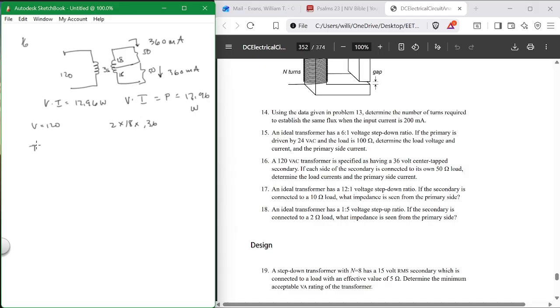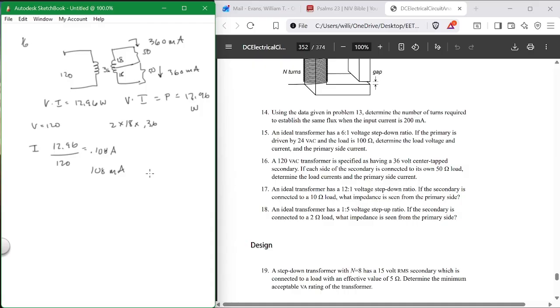So what is my I of my primary? 12.96 divided by 120. So what's that? 0.108 amp, or 108 milliamps. It's a strange one. That's not one that you would normally ask and get an answer to, but that's how that one's done. Okay? So this one is a little different from the other ones.